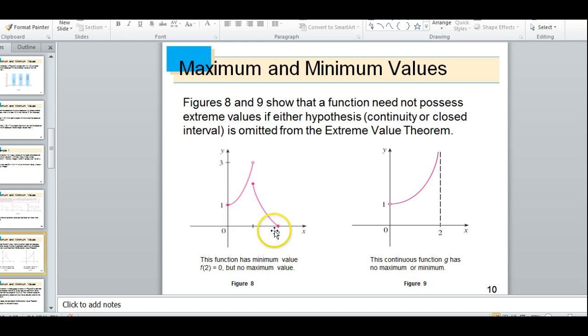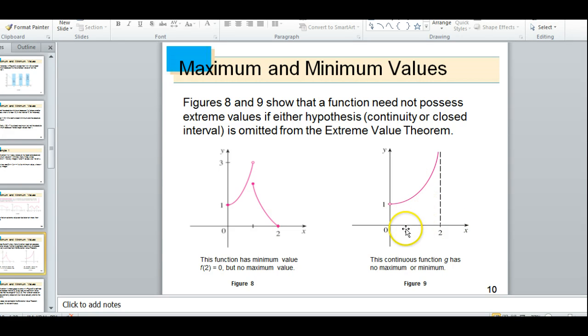This one happens to have an absolute minimum, but that is just an occurrence. It doesn't mean that every discontinuous function happens to have an absolute minimum. That's not true. You may or may not see one, but if it's discontinuous, then there is nothing that we can be sure of. You cannot say there will be or there will not be.